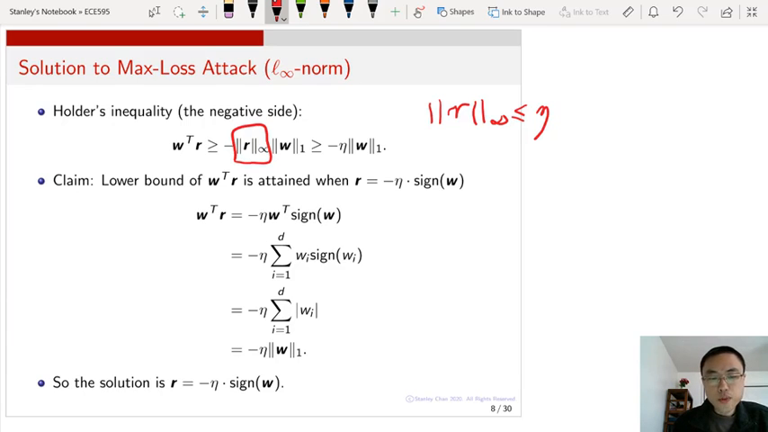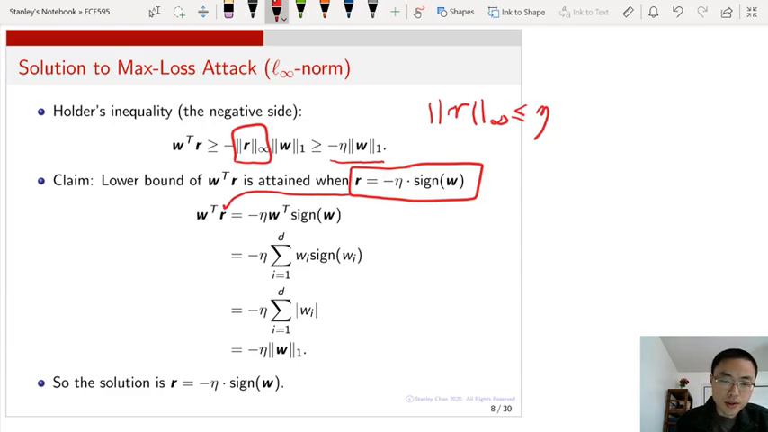And so what is the argument then? Well, the argument is really to find a particular r that can help you reach this lower bound. And the candidate that we're choosing is r equals minus eta times the sign of w. So you can plug this r into the equation here. Then you can see that you are taking the inner product of w transpose r, and it will give you minus eta times w transpose the sign of w.